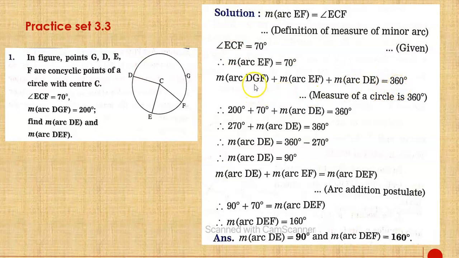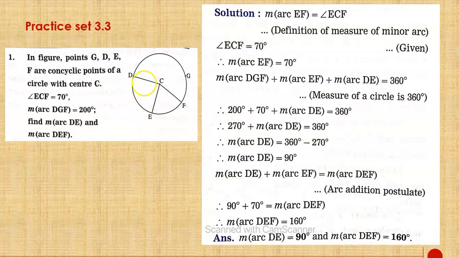Now from here I know how much is DGF. This is given to me as 200, and just now I found out EF, that is 70 degrees. So I substitute the values. 200 degrees plus 70 degrees plus measure arc DE is equal to 360 degrees. 270 plus measure arc DE is equal to 360 degrees. Therefore, measure arc DE will be 360 minus 270, which is 90 degrees. Now I found out measure arc DE as well.